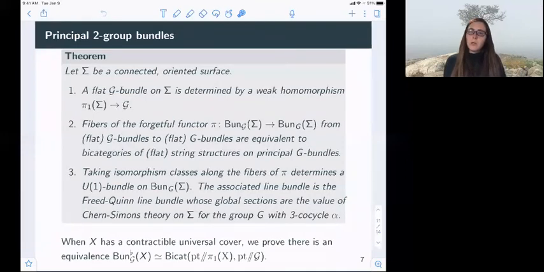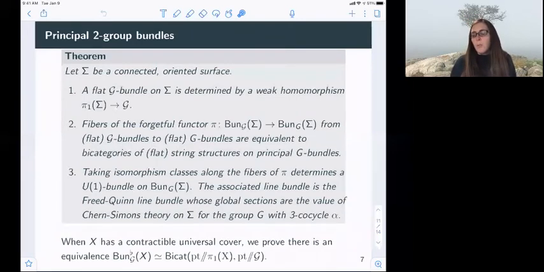So our paper can be loosely summarized in the following theorem. We start with sigma, a connected oriented surface. And a flat two-group bundle on sigma is determined by a weak homomorphism from the fundamental group of sigma to the two group G. We also get a forgetful functor from the two-group bundles to the G bundles. And these fibers are equivalent to bicategories of string structures on principal G bundles. And when we take isomorphism classes along the fibers of pi, we get a U(1) bundle that is the Freed-Quinn line bundle.